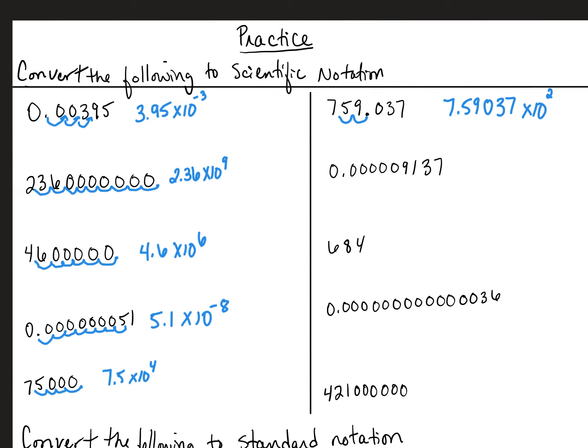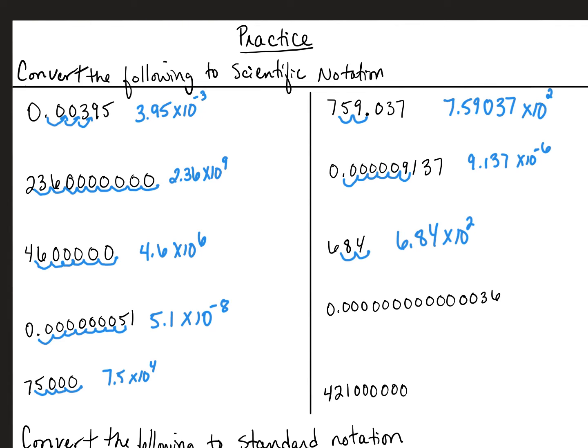Next one, we're moving the decimal to the right. 1, 2, 3, 4, 5, 6. So that becomes 9.137 times 10 to the negative 6th. Here we've just got all non-zero numbers. So we're going to take a decimal point and put it in right there, and then we move it to the left 2 times. 1, 2. So this becomes 6.84 times 10 to the 2nd.